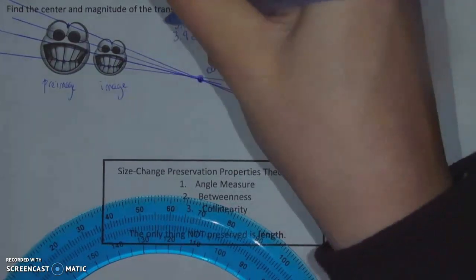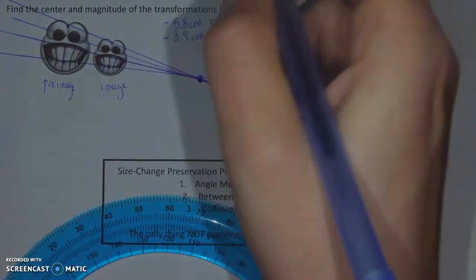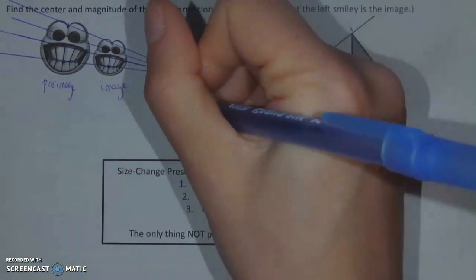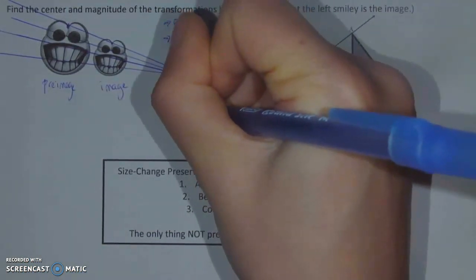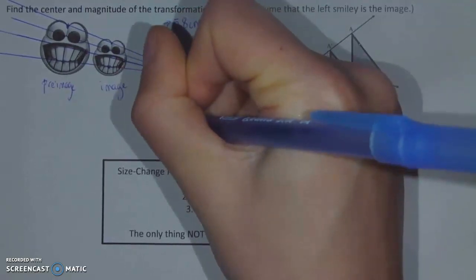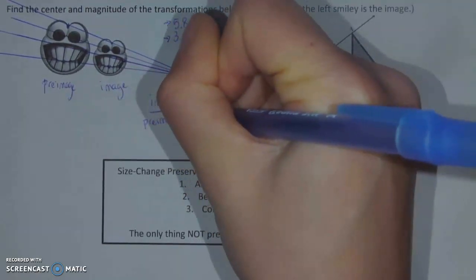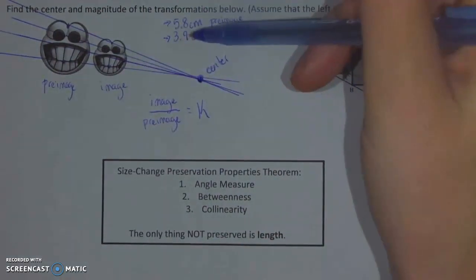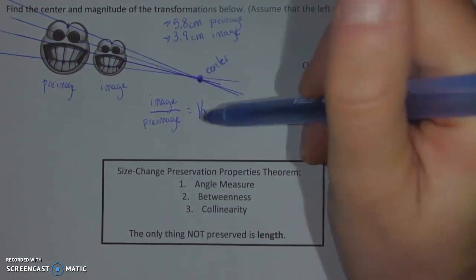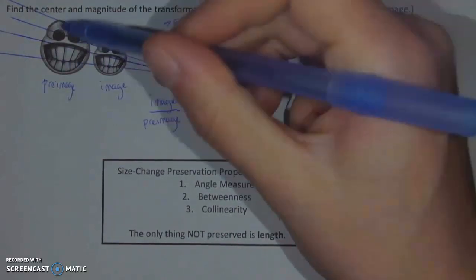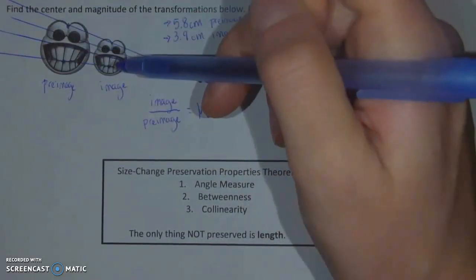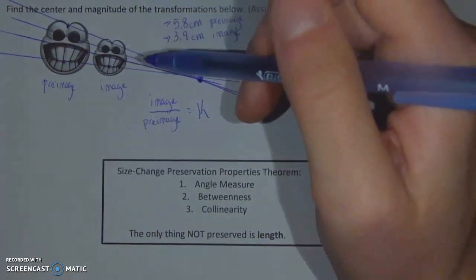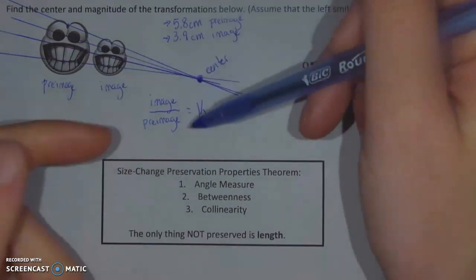If you want to find your K, what you're going to do is take the image number and divide it by the pre-image. That will give you K. So I can take 3.9 divided by 5.8, and that will give me my contraction, because if this is my starting figure and I got to this one, I should end up with a smaller answer.